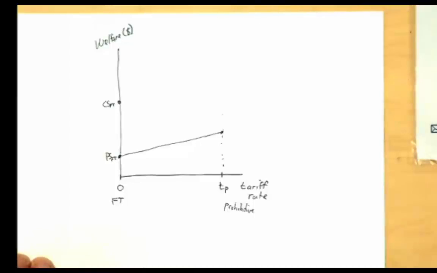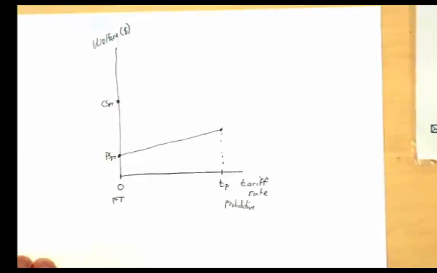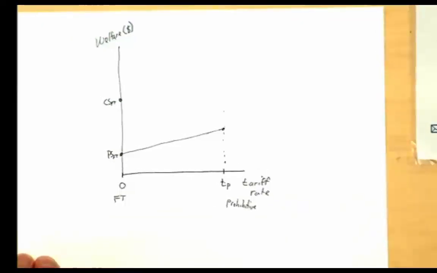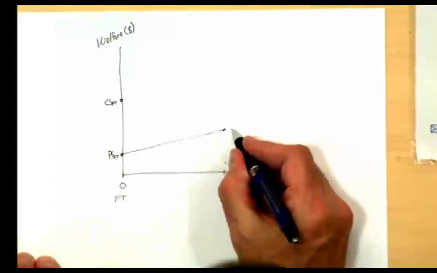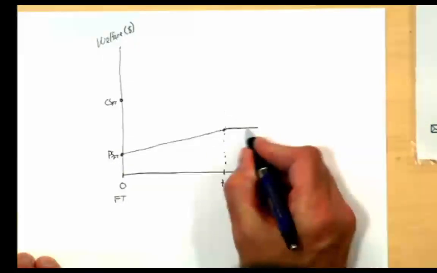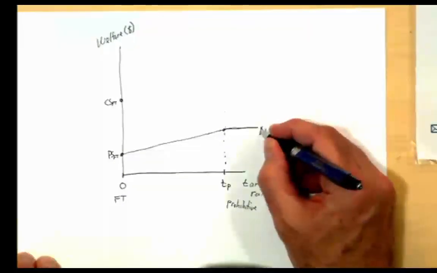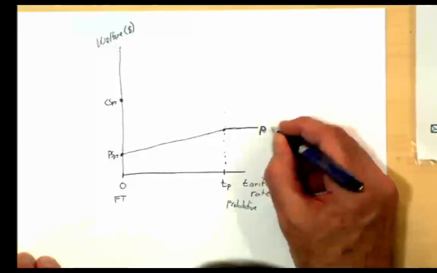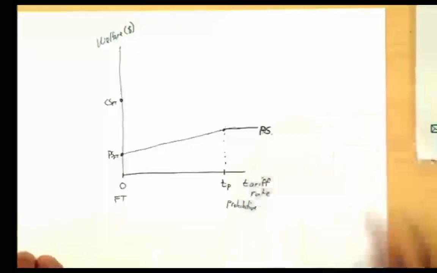Now, once we get to the prohibitive tariff, if I keep raising the tariff higher and higher, I get stuck in autarky. There's going to be no effect upon the domestic price any further. And what that means is that the level of welfare is going to level off. It's going to become a straight line. This is going to be producer surplus at different levels of tariff.